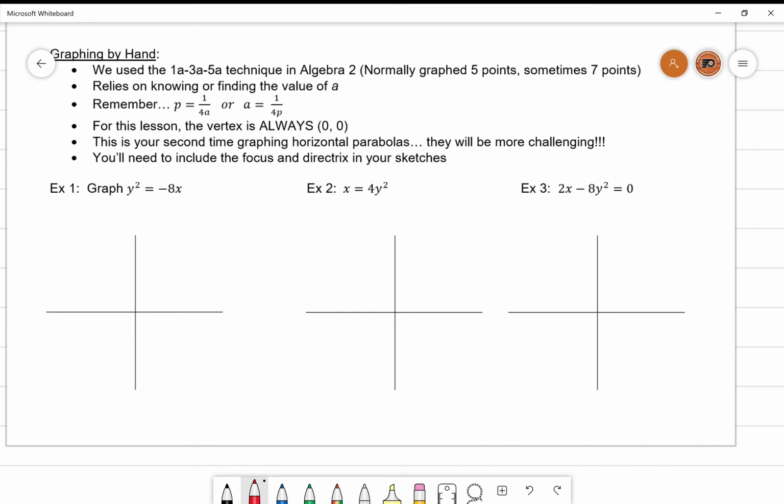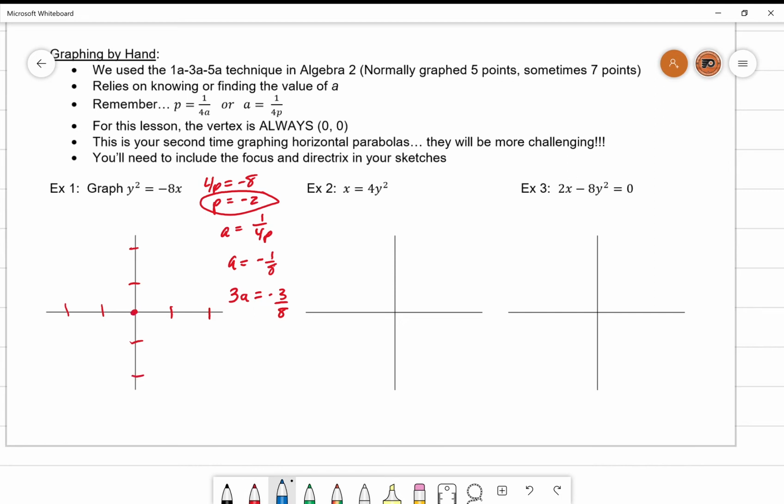So we're going to graph number 1, y squared equals negative 8x, and we have 4p is equal to negative 8. So p is equal to negative 2. And I need my a, which is 1 over 4p still. So a is negative 1/8, which means 3a is negative 3/8. Set up my axes. My vertex is at 0, 0.